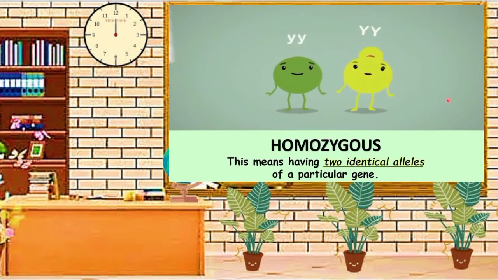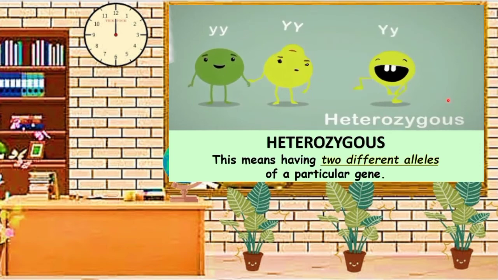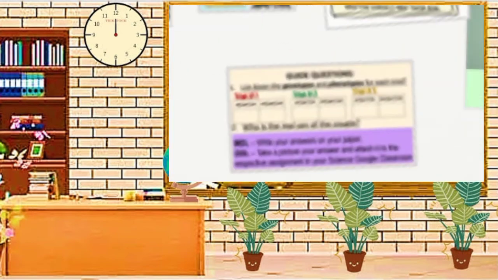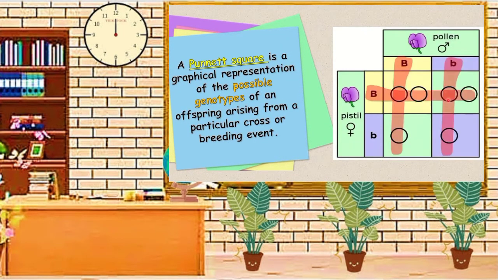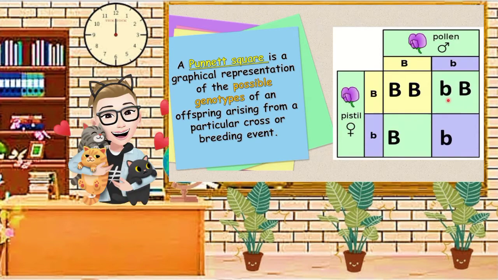Let us proceed. Let us define homozygous. This means having two identical alleles, while heterozygous means having two different alleles. Next, I hope you're familiar with Punnett square. Punnett square is a graphical representation of possible genotypes of an offspring arising from a particular cross or breeding event. This is what we usually use when we are breeding two different traits using their genotypes.